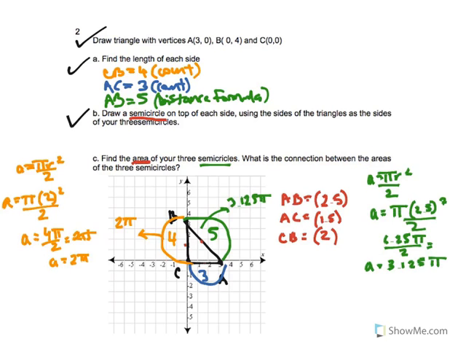Let's do the other one. Area equals pi r squared over 2. We found the radius of this small circle here to be 1.5. So we're going to use that as our radius.